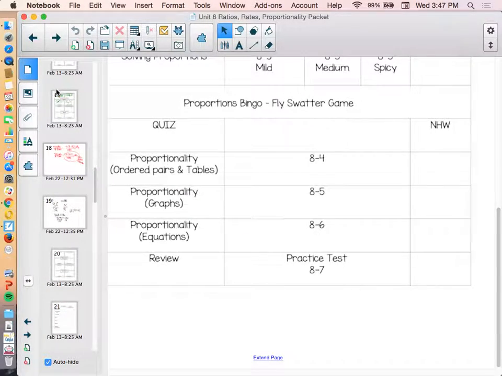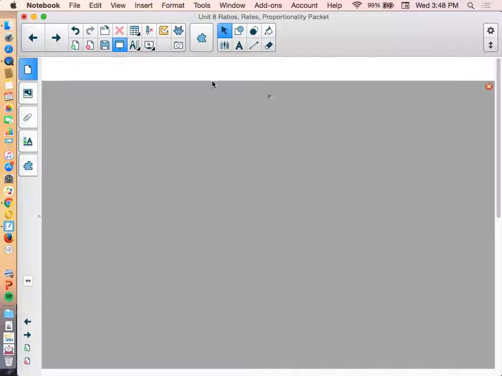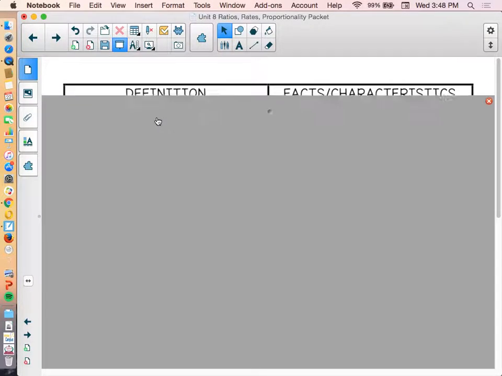Okay, so please go in your packet to the notes page that talks about proportionality and graphs. And I am going to just cover this up because I already recorded this once, and I'm going to have you just record as we go.